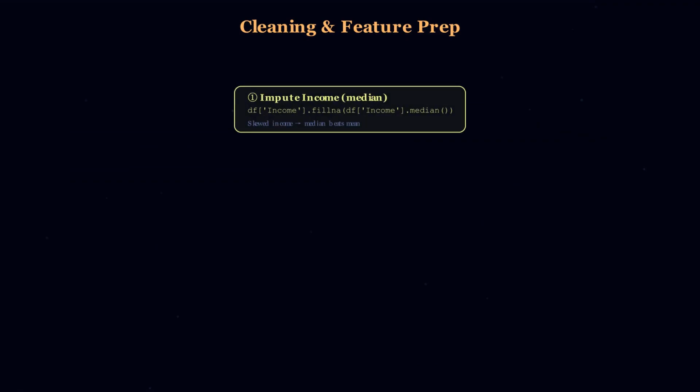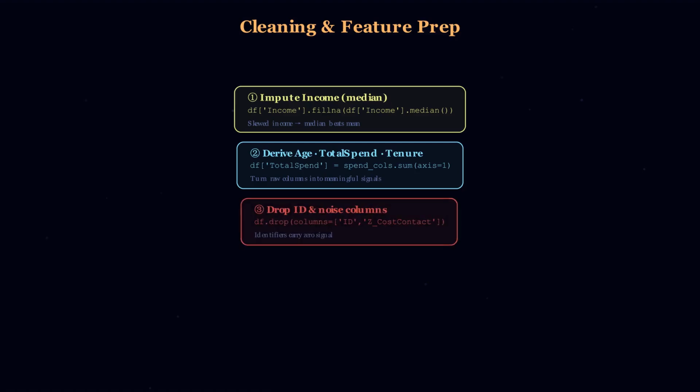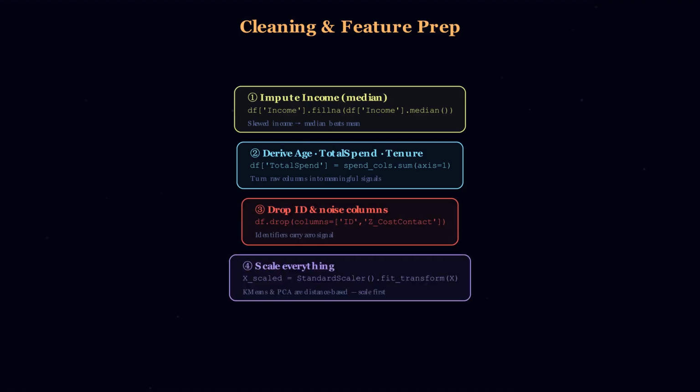Cleaning. Four steps. First, income has 24 missing values. Impute with the median, not the mean. Income distributions are skewed. Second, derive age from year of birth. Derive total spend as the sum of all 6 spending columns. Derive tenure years from the customer join date. Third, drop raw date columns, customer ID, and Z_ columns that carry no signal.